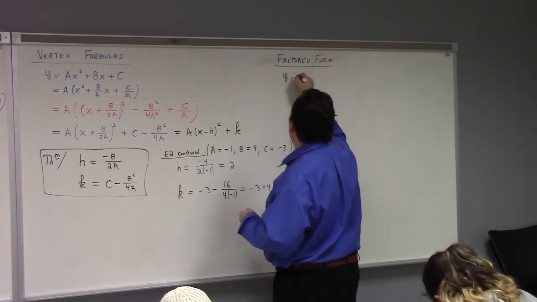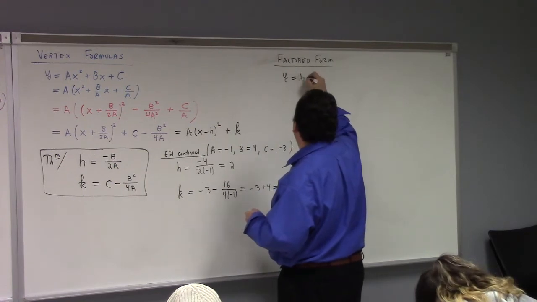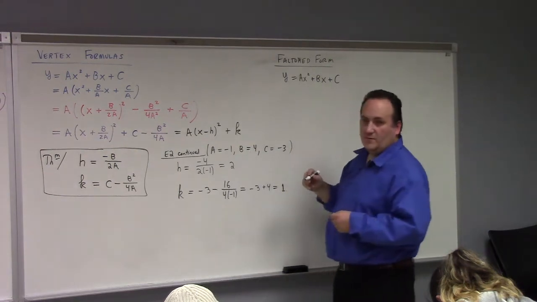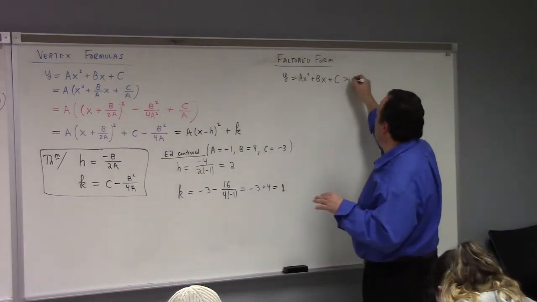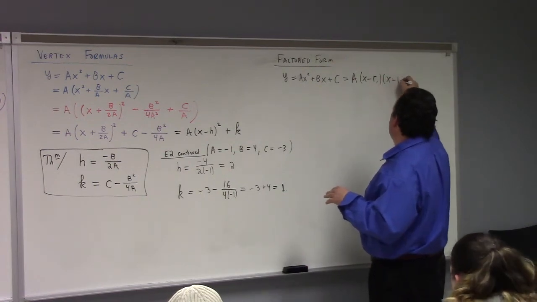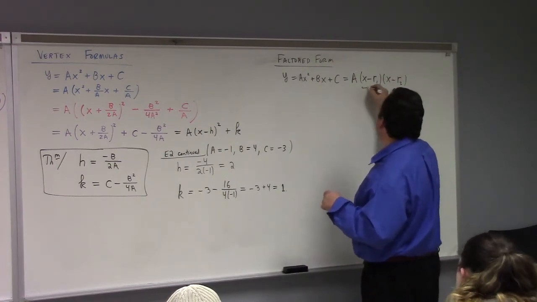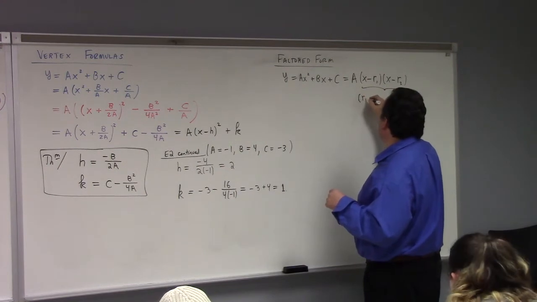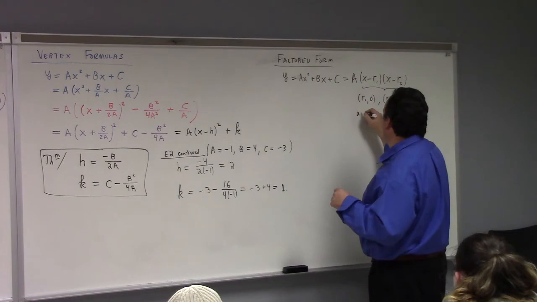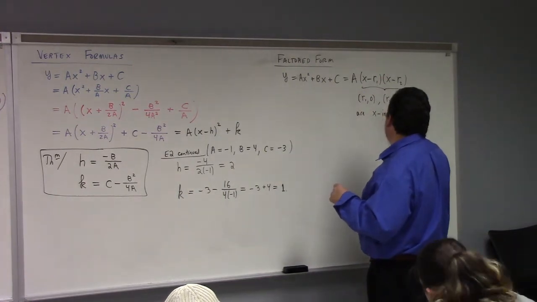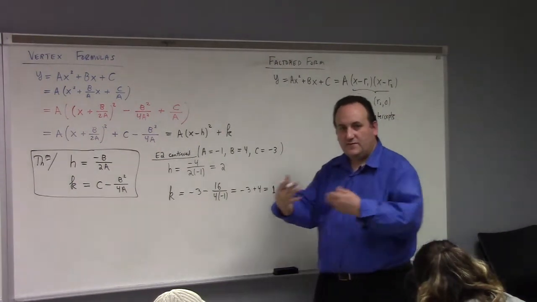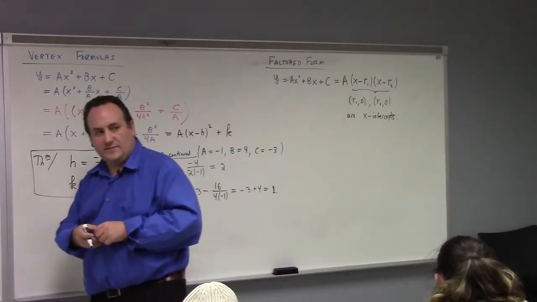So if you had y equals ax squared plus bx plus c, this is not the factored form, right? That's the standard form. Factored form would look like this: a times (x minus r1) times (x minus r2). Here, (r1, 0) and (r2, 0) are x-intercepts, if this is the case, right? So if you have the factored form, you can read the x-intercepts right off of it.